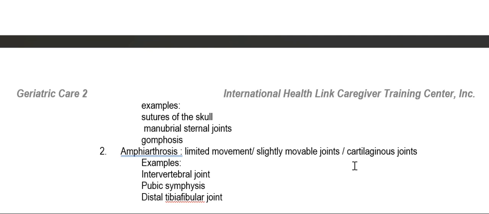So, intervertebral joint, your intervertebral disc. Remember that intervertebral disc makes you have a good posture when you stand, and it makes you much taller if you stand properly. That is because of your intervertebral disc, intervertebral joint, or let's say disc. Another, your pubic symphysis, there is a joint there wherein it connects your pelvis.